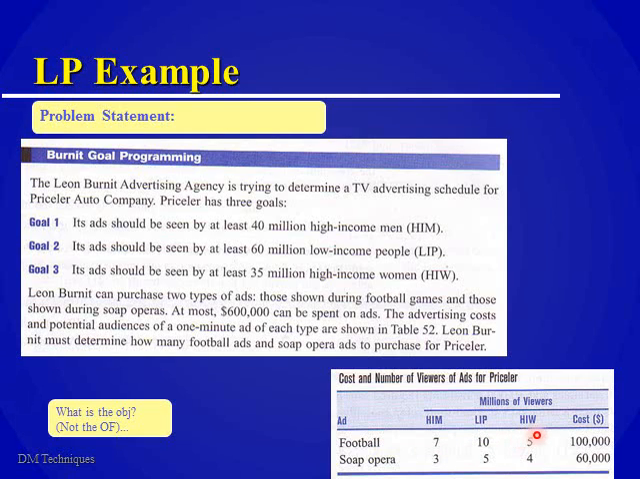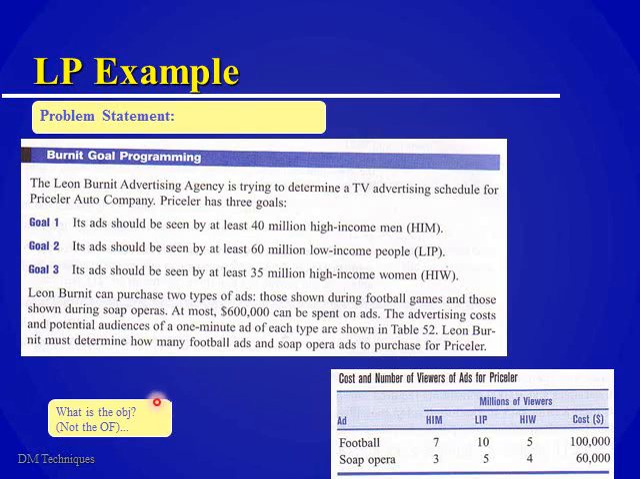Okay, and that 1-minute ad is going to cost $100,000. Same thing: a 1-minute ad during a soap opera is suspected to be seen by 3 million high-income men, 5 million low-income people, and 4 million high-income women. And that 1-minute ad is going to cost $60,000. Leon Burnett must determine how many football ads and soap opera ads to purchase for this auto company, Chrysler.